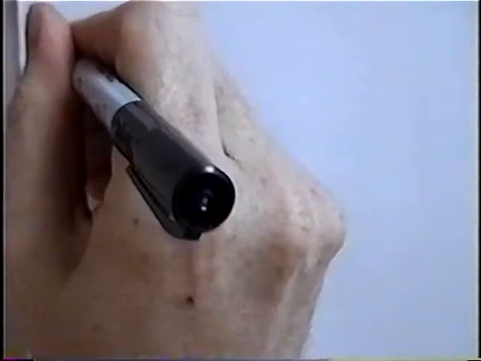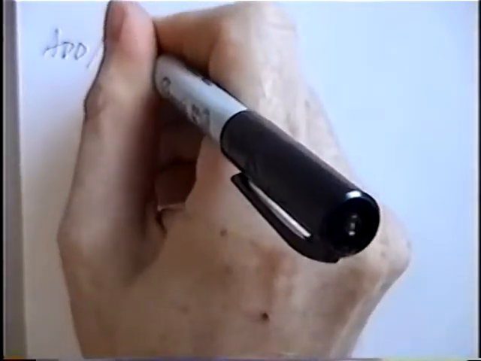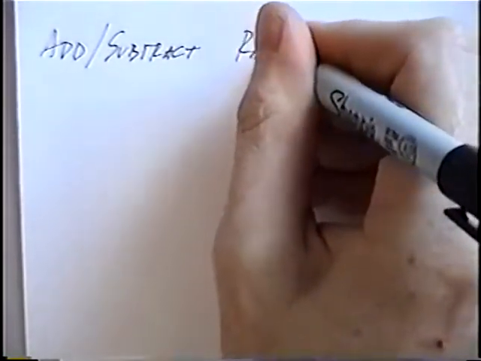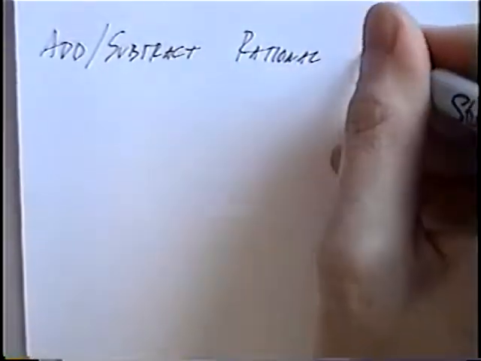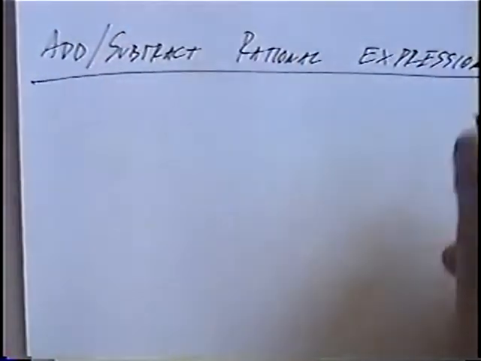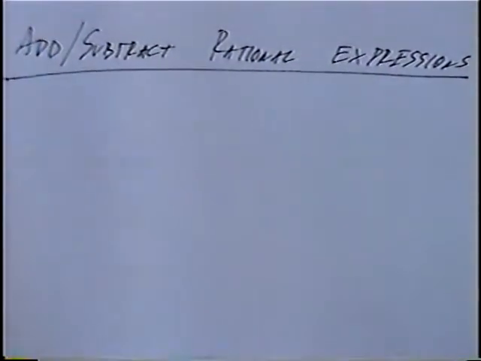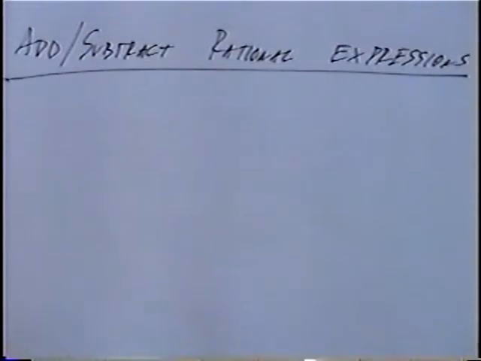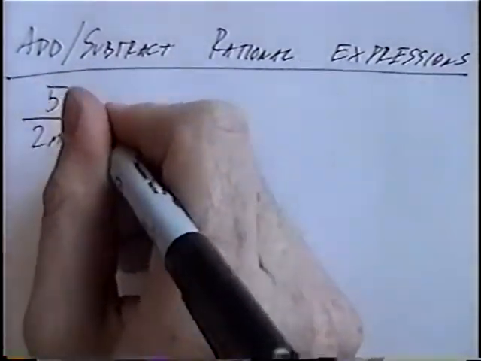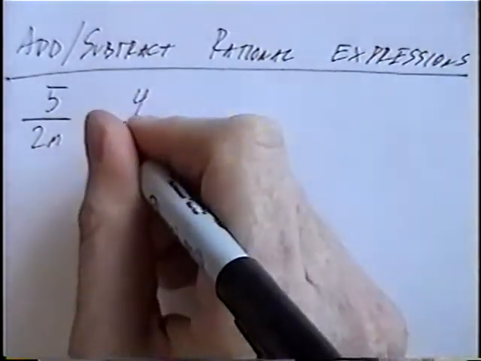The first section of notes today is add, subtract, rational expressions. Again, rational expressions are fractions which contain variables. First problem today is 5 over 2m plus 4 over 2m.